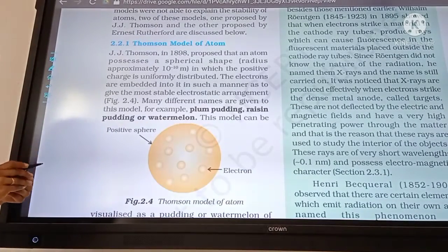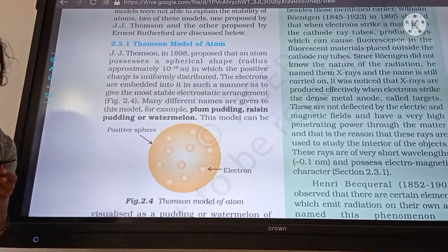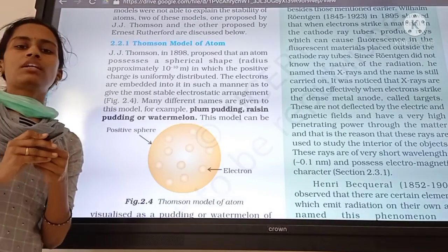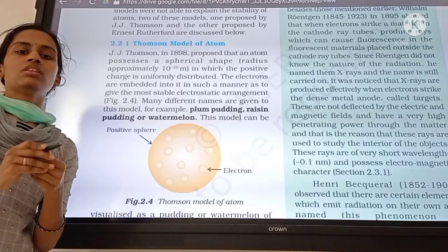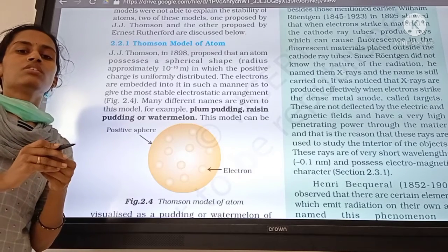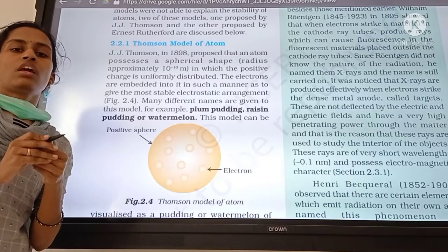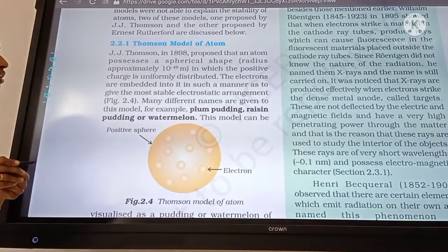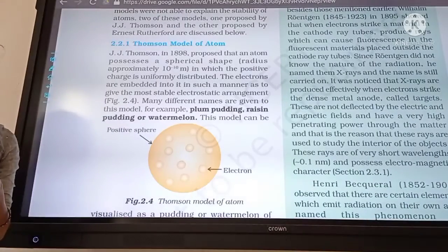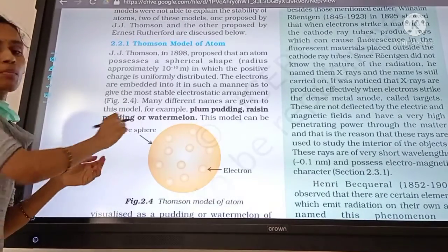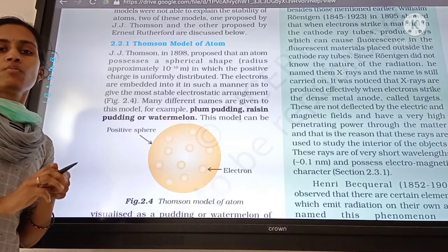Atomic models deal with the arrangement of subatomic particles in an atom: how they are located, how they are placed in the atom. Those models will be explained. The first model is by J.J. Thomson. It is also known as the watermelon model or plum pudding model.